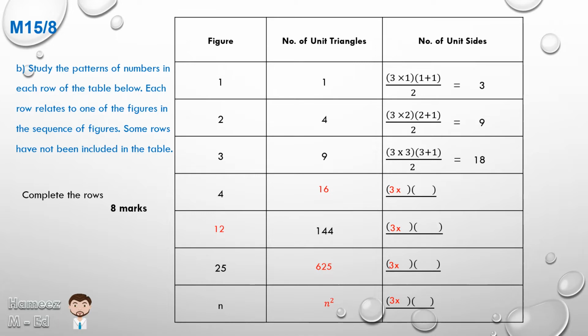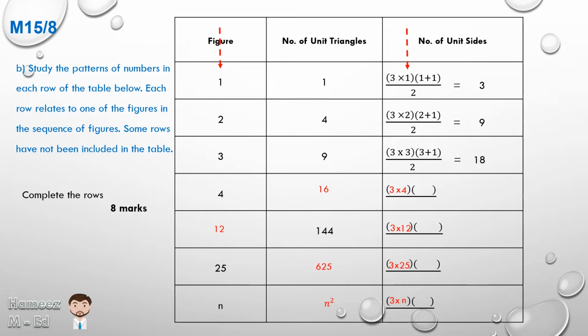Now, let's take a look at what comes next. We can see 1 in the first row, 2 in the second row, 3. So it's changing. And where are we getting these numbers 1, 2, and 3? From the values of the figure in the first column. So in figure 4, what number will it be? It will be 4. And then 12, as it follows into figure 12. In figure 25, it will be 25. And for any number n, it will be n.